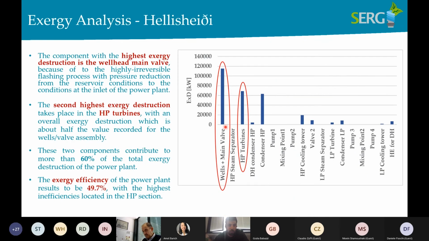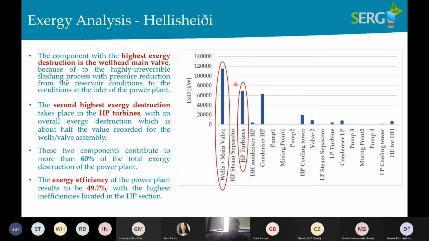But before going there, we also did the exergy analysis, which allows us to highlight which were the main components that were inefficient. Particularly, we found that the highest exergy destruction was in the wellhead main valve, and this is due to the flash process, which is highly irreversible. The second components, in this case, which provide a higher exergy destruction are the HP turbines, and this is connected to the turbine efficiency.